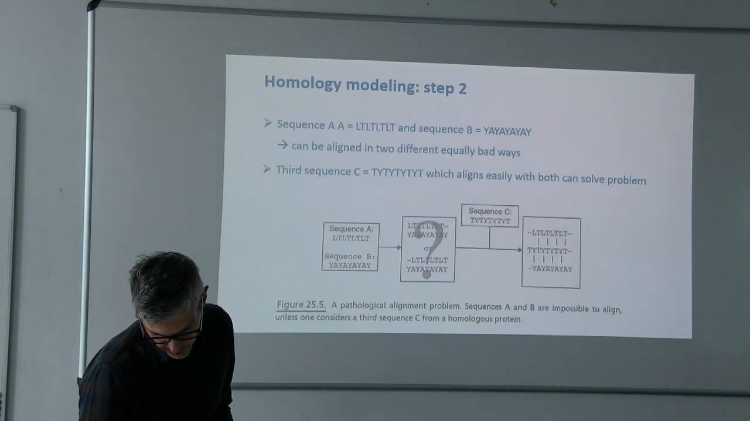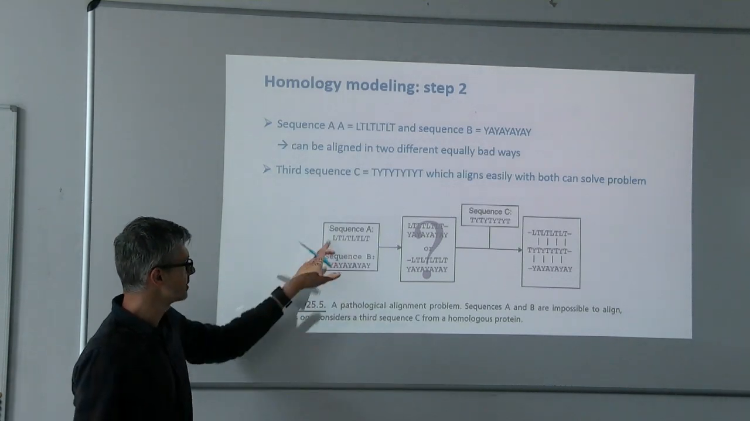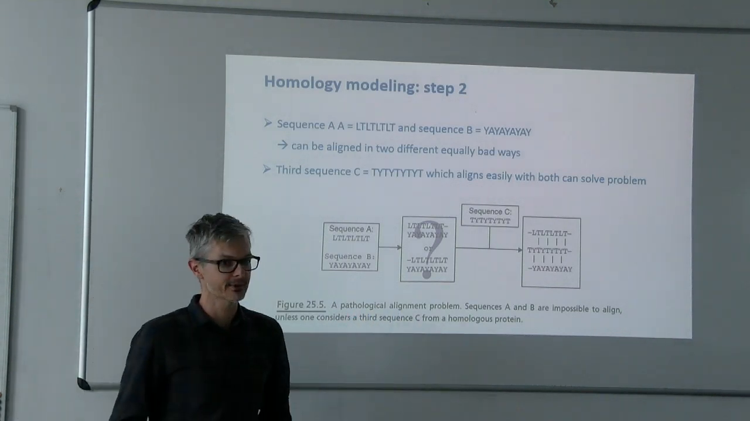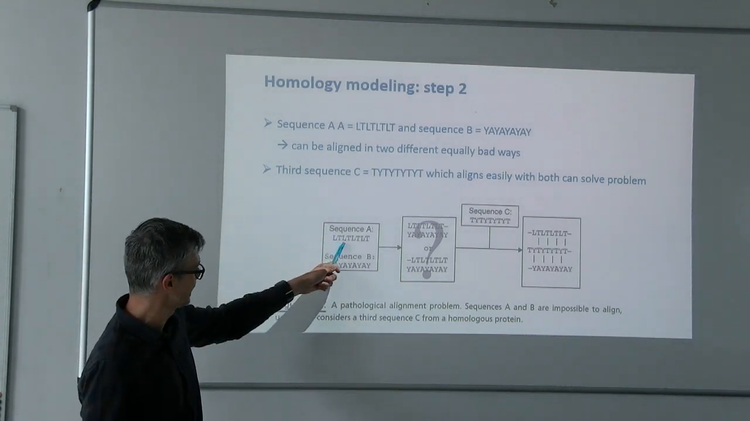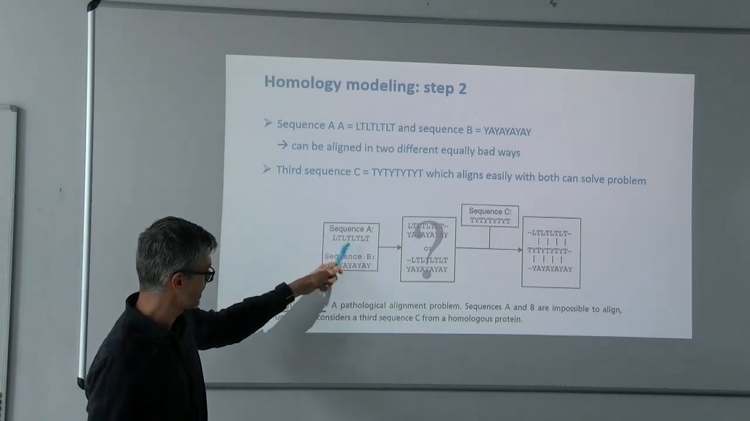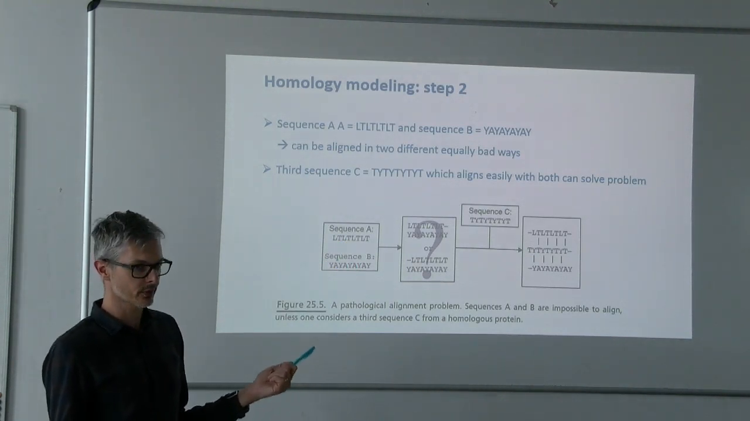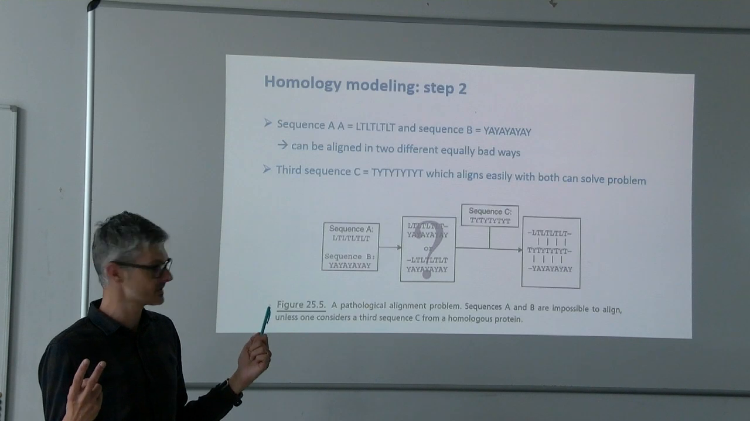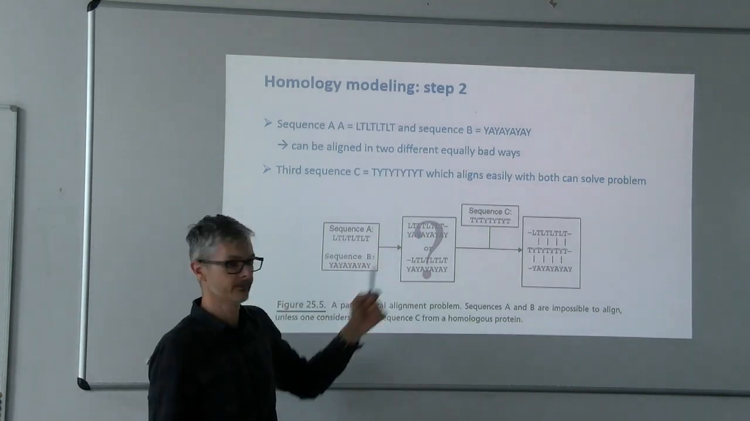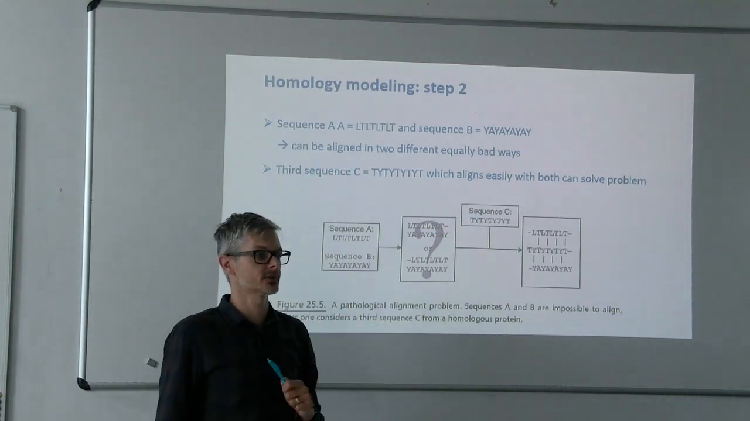Now, this looks logical, I think, but maybe it is not. If these would be your two sequences, it's what we call the pathological alignment problem. You have a sequence LT, LT, LT, LT. You have a sequence YA, YA, YA. How would you align these? Impossible to know, right? With only two sequences. Actually, this is the correct one, the top one. How can you know this? If you would have a third sequence.